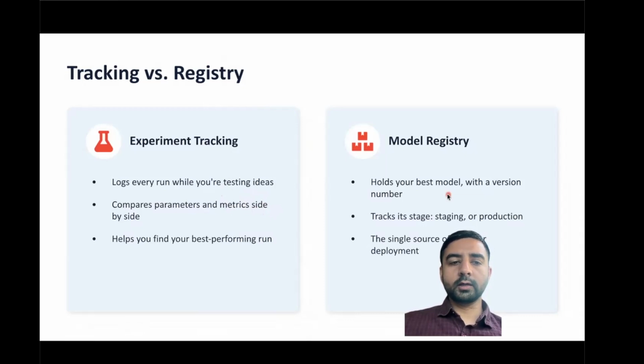And then the model registry is the second. It holds your best model with a clear version number, once you've decided it's worth keeping, and then tracks its stage, whether it's staging or production. So everyone knows what's actually live and what is being tested, and it acts as a single source of truth at the time of deployment.